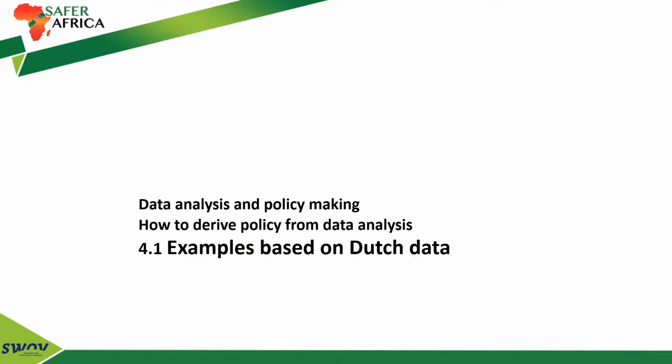First, we will show some Dutch data and describe the relevant road safety policies that can be derived from these data. As a first example, we will revisit one of the slides that were shown in session 2 of this module regarding risk for different age groups and different travel modes. Let's first take a closer look at the relevant figures.